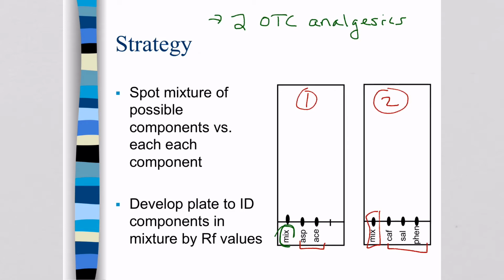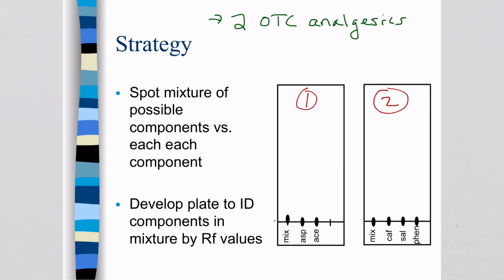You might be asking yourself, why didn't she just spot the mixture and all 5 of the possible components on the same slide? One of the things that I have observed is that your skill level is not quite there to put that many spots on any one TLC plate, so that's why you're not doing it that way.